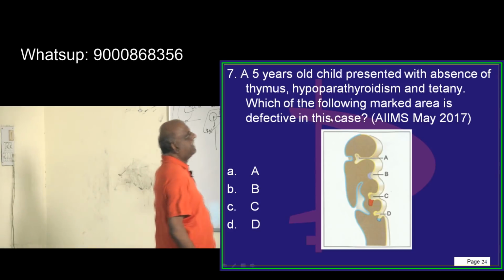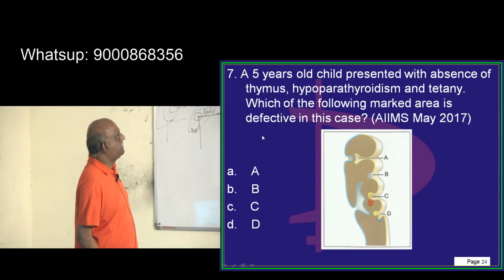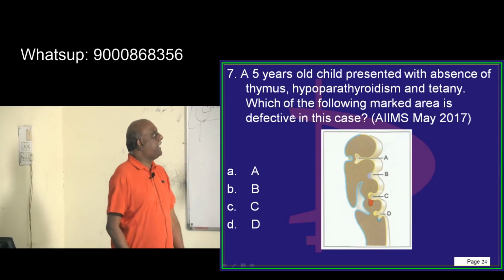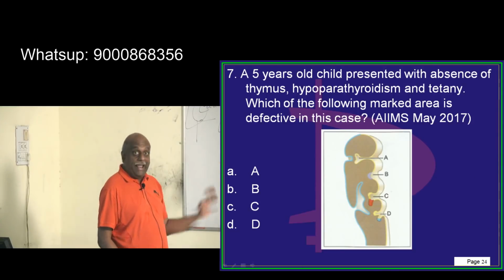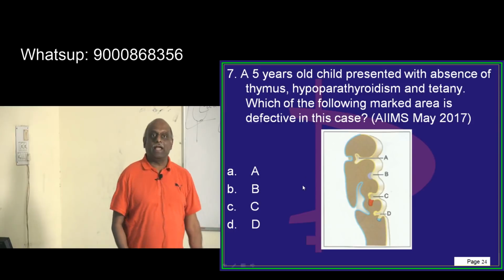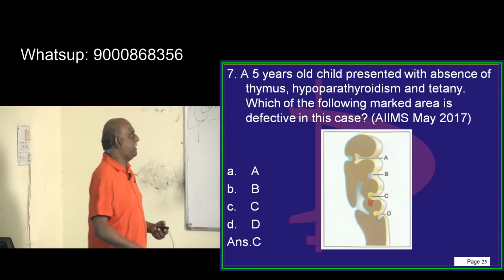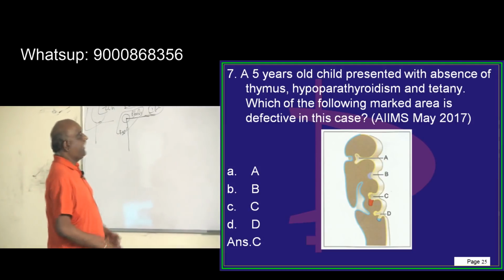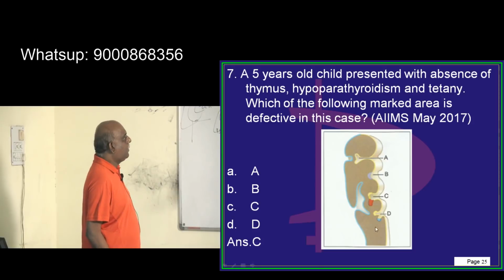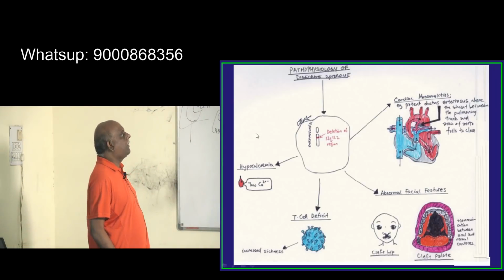A 5-year-old child, absence of thymus, hypoparathyroidism, and that is leading to tetany. So which branchial arch is associated with the development of both thymus and parathyroid is a very, very, very important question. So it is the area C between 4th and 6th is the location where you have the thymus and parathyroid basically developed.